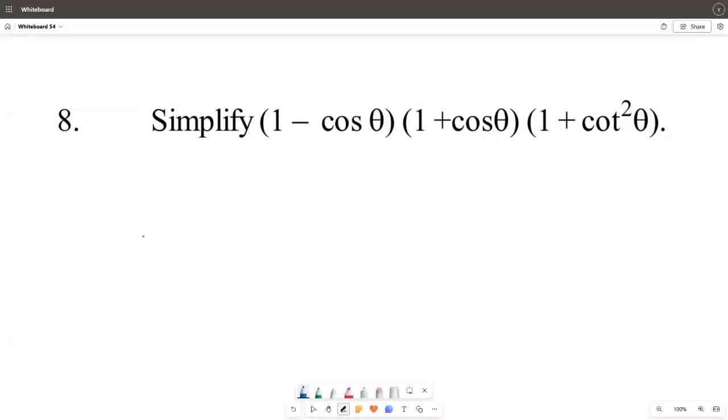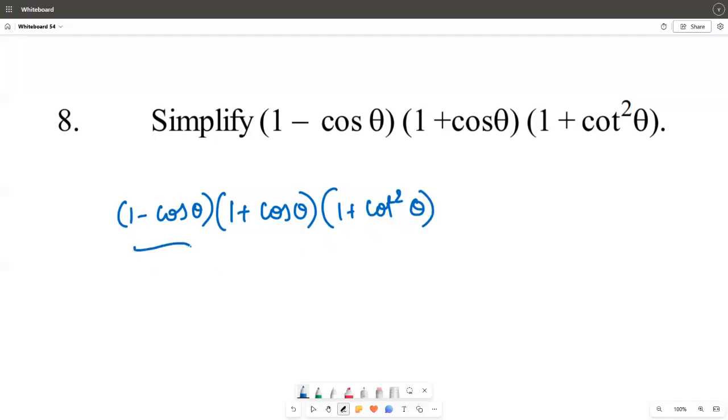Today we have the eighth question of exercise 11.4. We have to simplify (1 minus cos theta) times (1 plus cos theta) times (1 plus cot square theta). So let's write it down: (1 minus cos theta)(1 plus cos theta)(1 plus cot square theta).